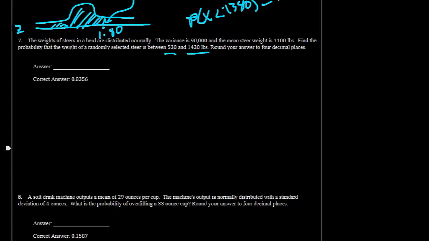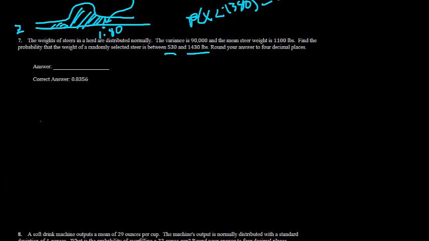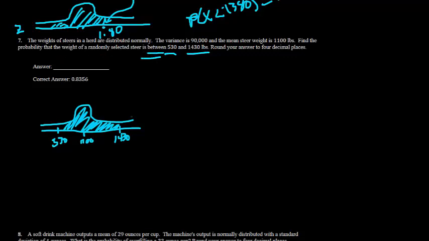Let's give ourselves some more space, so we can draw 2 curves here. Again, same thing. We draw 1 curve. We don't need to spend a lot of time. We know the mean here is 1,100. So we're going to have something on the left-hand side, 530, and something on the right-hand side, 1430. And we're looking for the probability in between these two, okay?